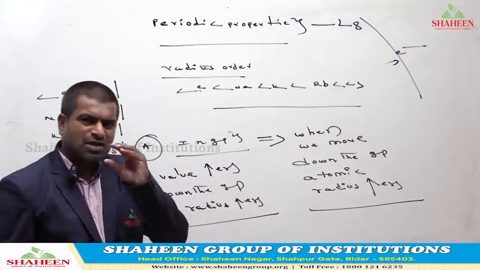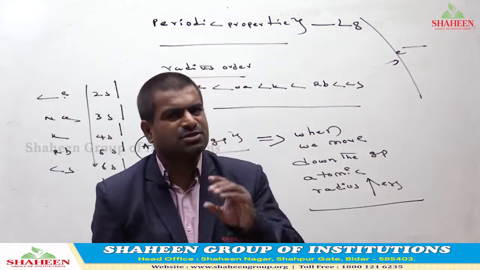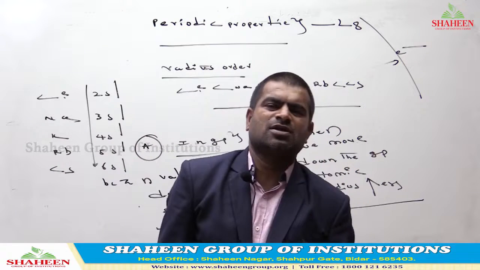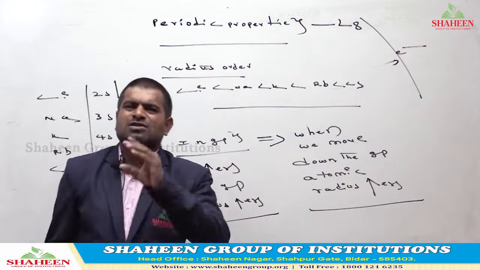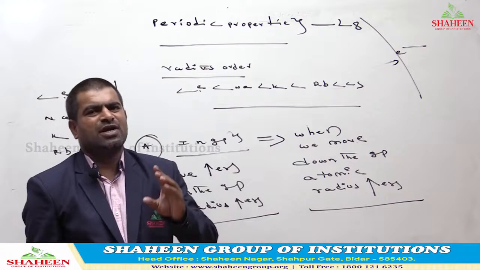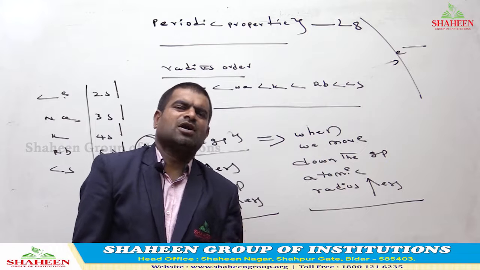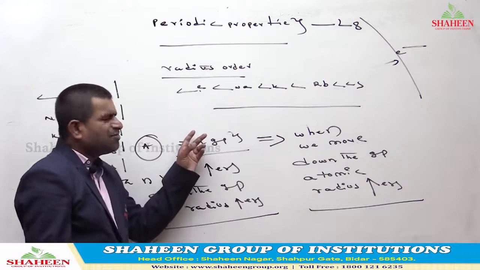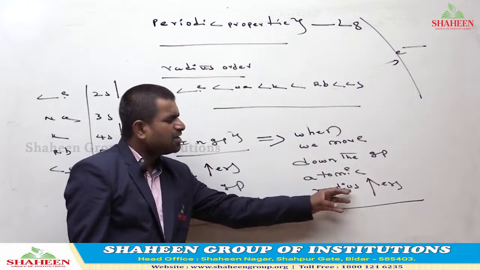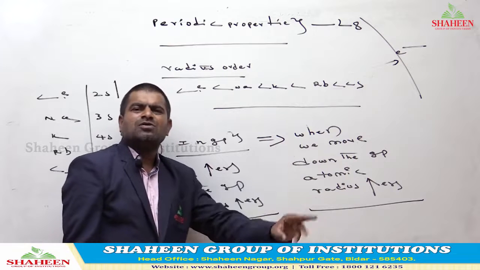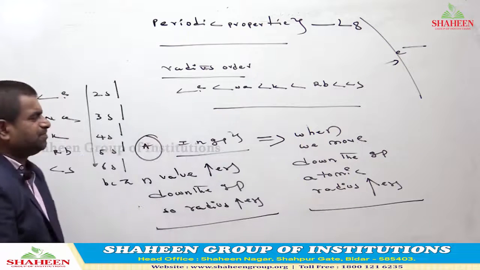Remember students, atomic radius is the distance between the nucleus and the outermost electron of an orbital of an atom. Generally atomic radius is measured in angstrom, nanometer or picometer. Now, variation of atomic radius in groups: atomic radius increases down the group because n value increases.